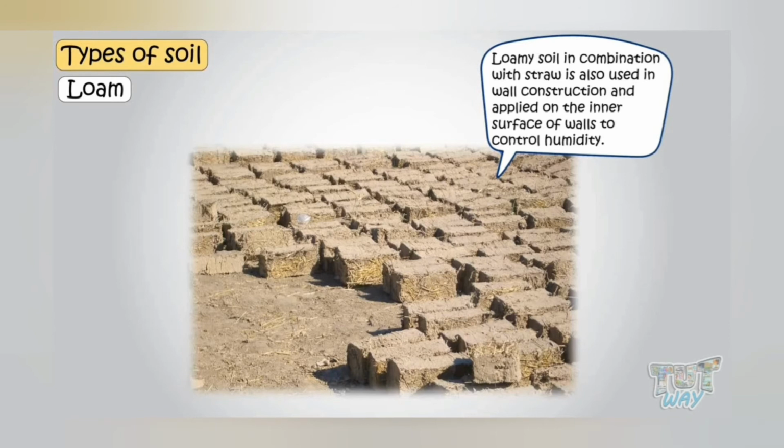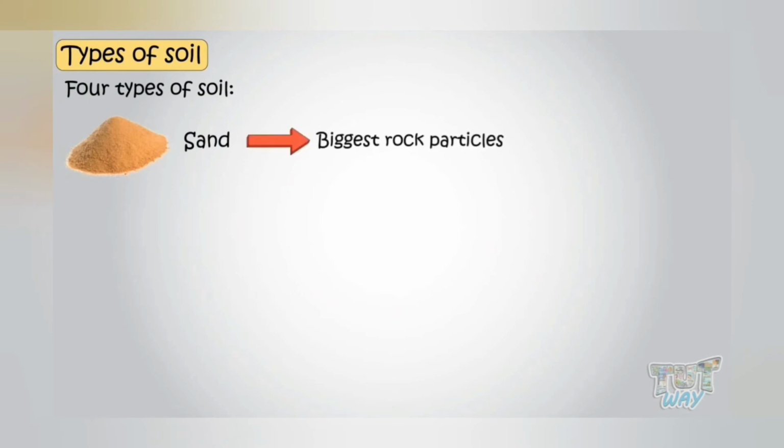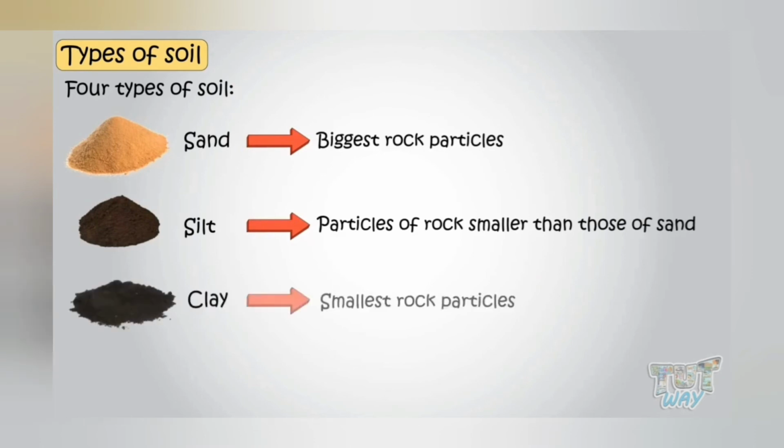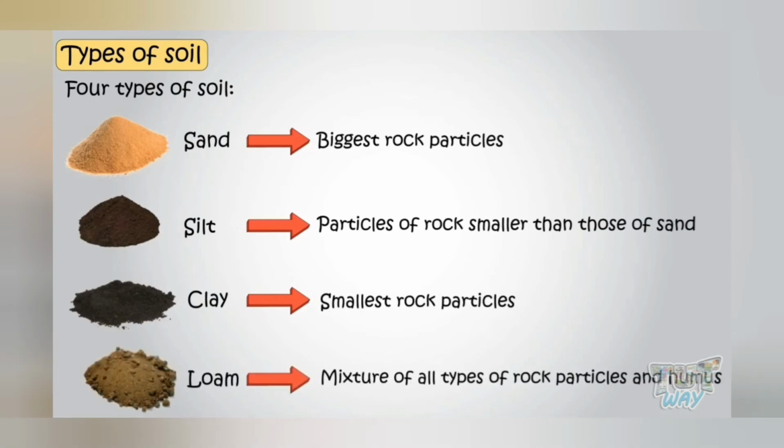Now, let's revise what we have learned about types of soils. We learned about 4 types of soil: sand, which has the biggest rock particles; silt, which has particles of rock smaller than those of sand; clay, which has the smallest rock particles; and loam. It is the mixture of all types of rock particles and humus.